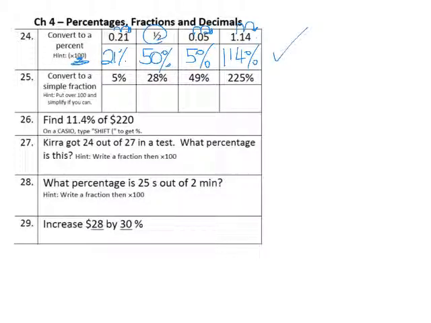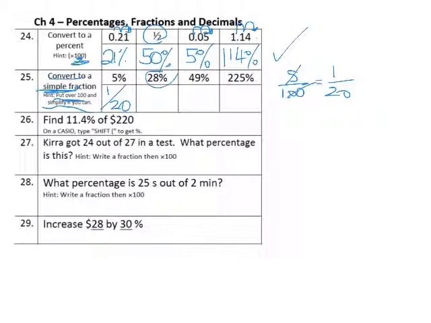That's all right, so let's move on to question 25, where we have to convert to a simple fraction. The hint says, put over 100 and simplify if you can. So for the first one, we might write 5 over 100, but you might notice that simplifies because 5 goes in once in the top and 20 on the bottom, so the simplest fraction is 1 over 20.